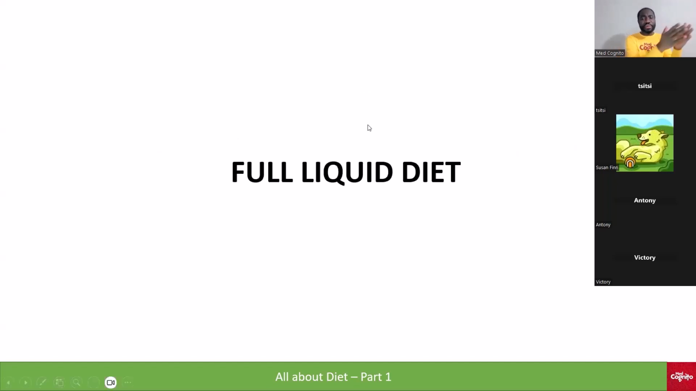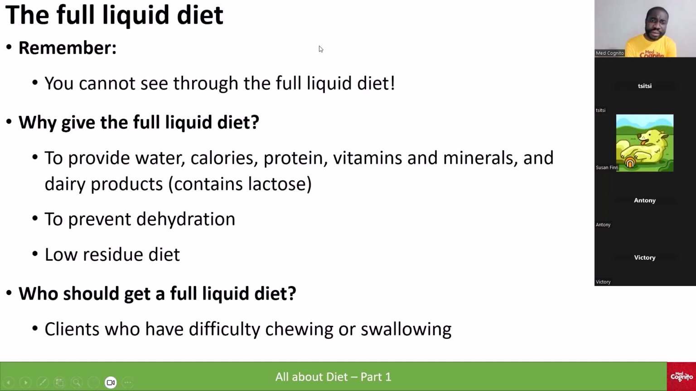Okay, so now that we've finished the clear liquid diet, let's look at a full liquid diet. We've done nil per os, we've done clear liquid diet. Now let's look at full liquid diet. So, what is the concept of a full liquid diet? For the clear liquid diet, it was clear, like Susan said. But for the full liquid diet, you cannot see through it. The reason why you want to give a full liquid diet is to provide water, at times to provide calories, to provide proteins, to provide vitamins, and even dairy products.